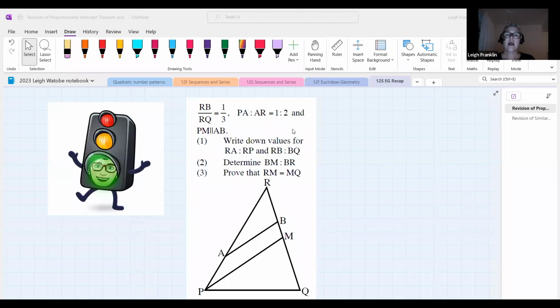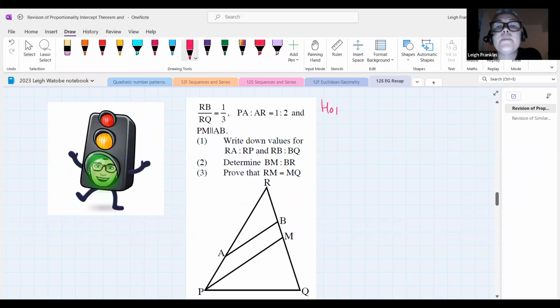It's not a particularly difficult question, but I want you to try this. And what I'll do is I'll put up the answers for it next time. The reason that I'm going to give this to you as your homework is because I want to focus on the converse of the proportionality intercept theorem. So please take a screenshot of that.